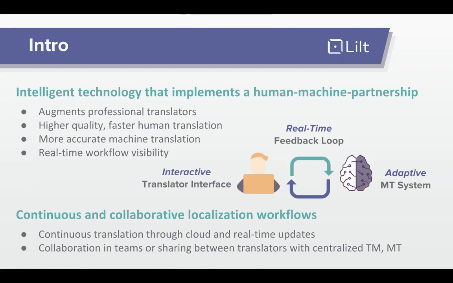And this intelligent machine continuously learns and adapts from human feedback. So you see here this feedback loop in between the human translator and the machine. And so again, this machine continuously learns and adapts from the human feedback, which in turn produces even better suggestions back to the human. And this is how this virtuous cycle is created. Through this cycle, Lilt augments professional translators.